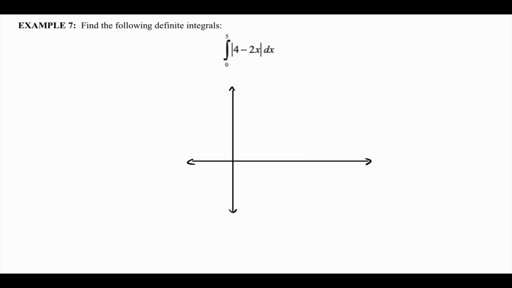So I'm going to plug in 0. If I plug in 0 for x, I get -2 times 0. 4 minus 0 is 4. The absolute value of 4 is 4. Then I'm going to plug in 1. If I plug in 1, I get -2 times 1 is -2. 4 minus 2 is 2. Absolute value is +2.